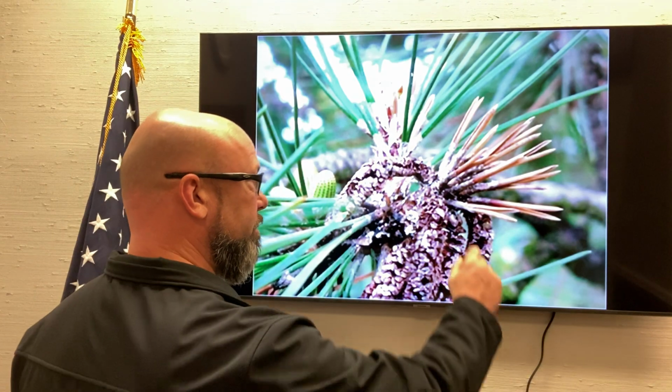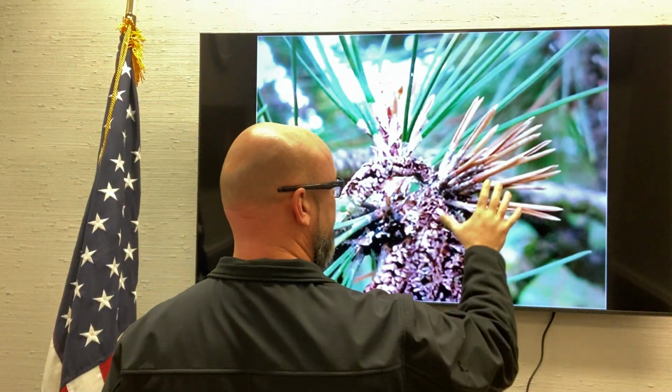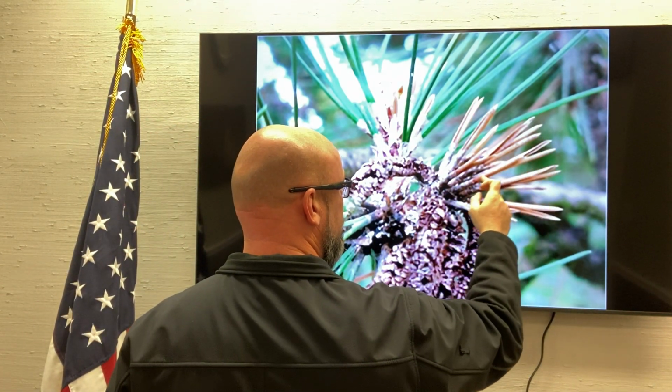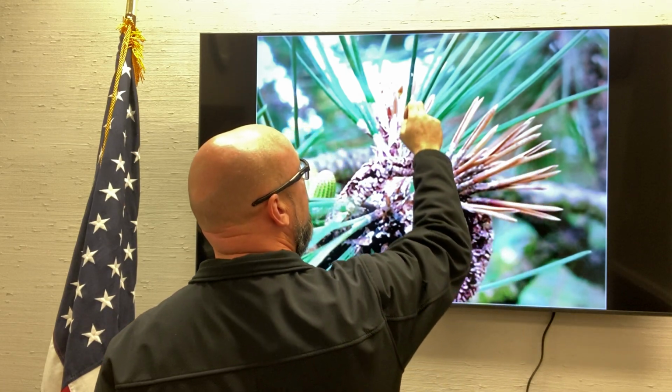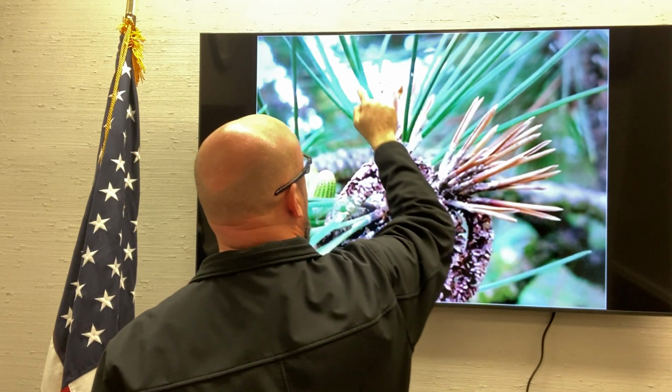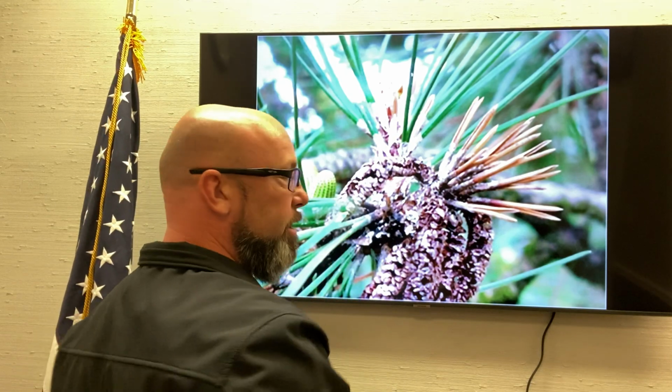Usually if you've had Diplodia 2 or 3 years in a row, that tree is in some serious trouble. So this is another picture where you can kind of see where Diplodia has infected this particular tree. It's got very short, stunted growth. And you can see the healthier needles here where they're nice and green and they're long. So that part of the tree was not infected, but this was here at the end. So that's what Diplodia looks like.